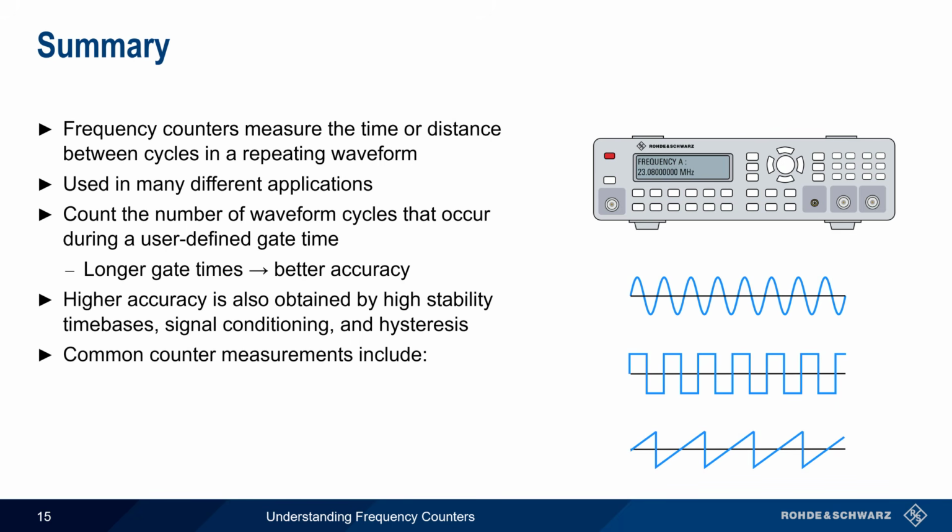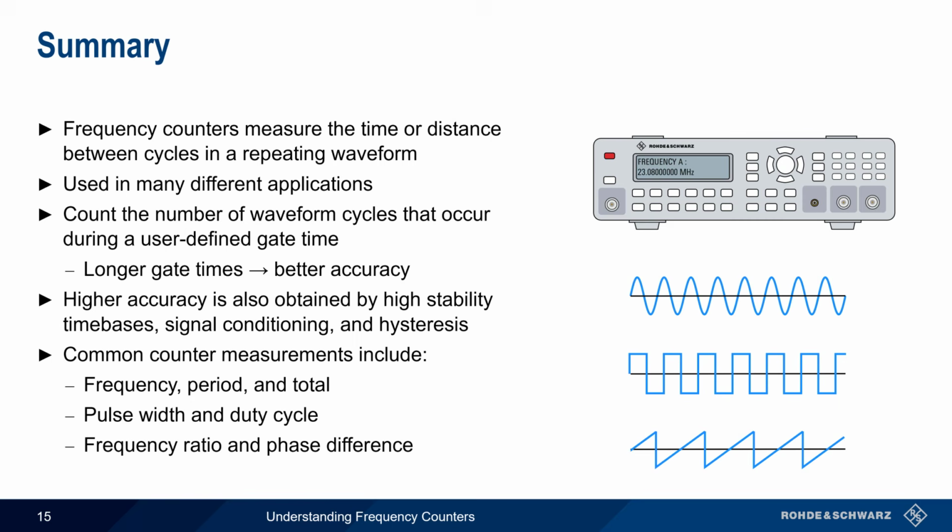Almost all frequency counters can report results in a variety of formats, including basic ones such as frequency, period, and total, pulse-related measurements such as pulse width and duty cycle, and measurements derived from 2 signals, including frequency ratio and phase difference. This concludes our presentation, Understanding Frequency Counters.